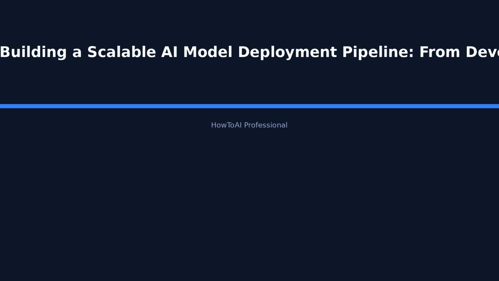Section 3: The role of CI/CD in AI deployment. This brings us to the important role of continuous integration and continuous deployment in the deployment pipeline. CI/CD is a set of practices that allows development teams to deliver code changes more frequently and reliably. In the context of AI model deployment, CI/CD enables you to automate the entire lifecycle, from model development to production.